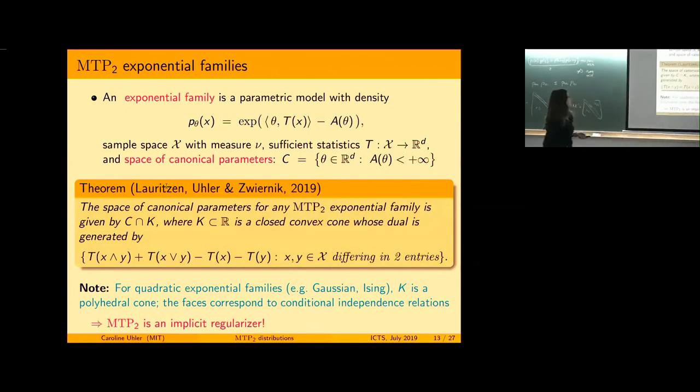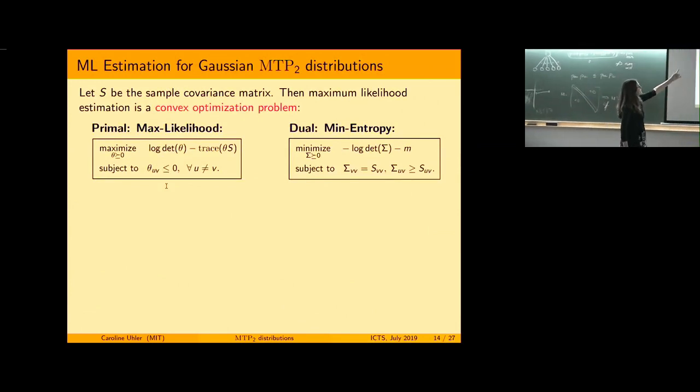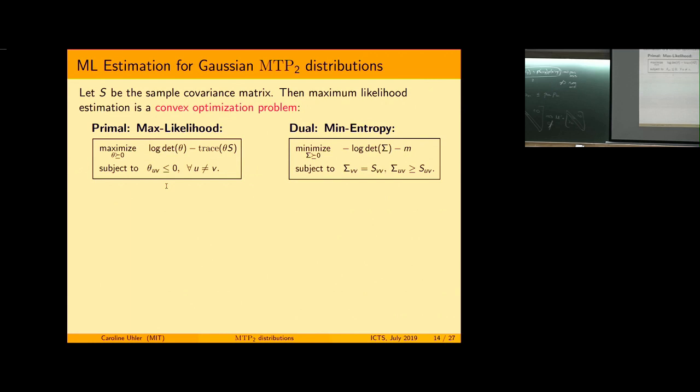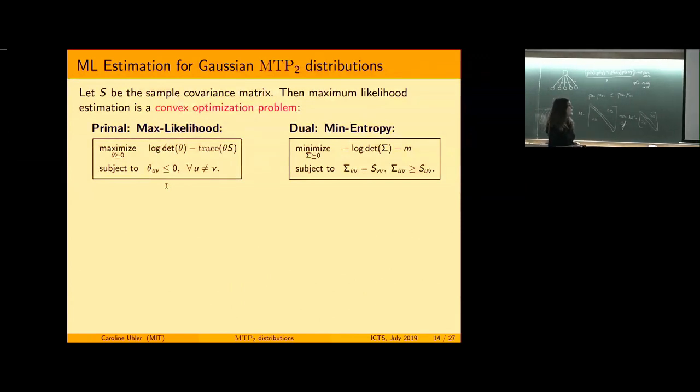So here is maximum likelihood estimation in the Gaussian setting. This is the likelihood in the Gaussian setting. This is the MTP2 constraint, so all off-diagonal elements are smaller or equal to 0. It's a nice convex optimization problem: a concave likelihood subject to these linear constraints. I can write down its dual, and you can solve it for very big problems. So this is what it means to do maximum likelihood estimation in a Gaussian setting under MTP2.